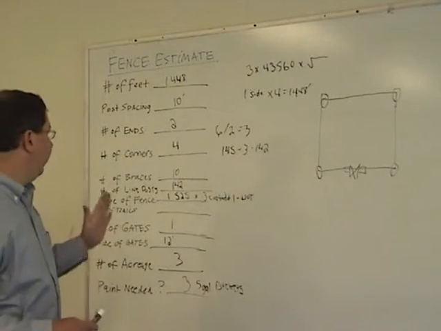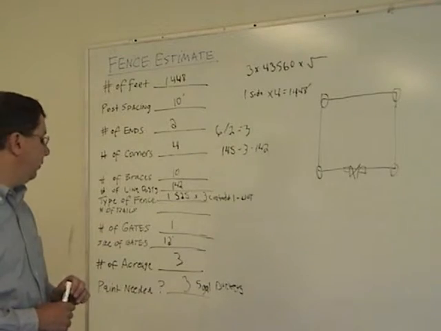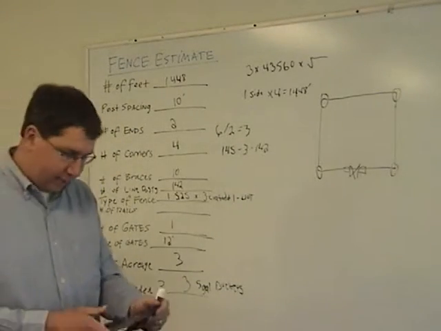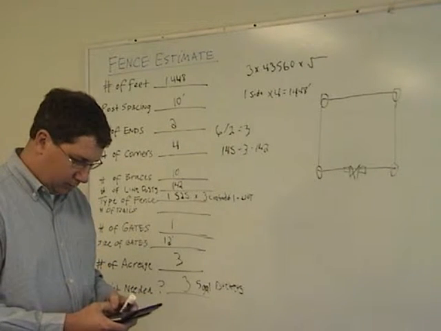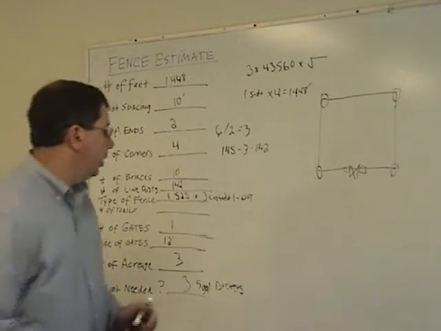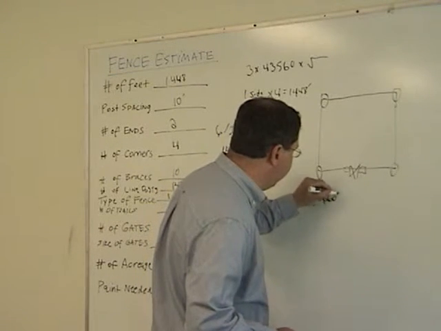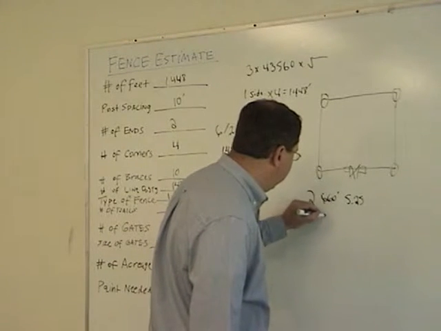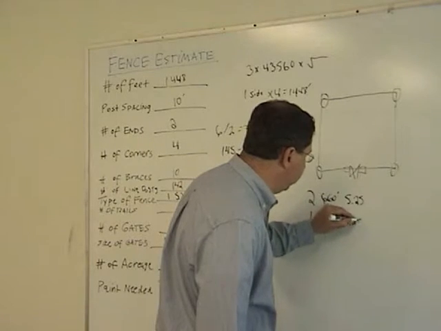Okay, so my 5 1/4 inch fence comes in 660 foot rolls and 330 foot rolls. So I take my total footage, 1,448 divided by 660, and that equals 2.19. So I know I'm going to need 2 660 foot rolls of 5.25 inch and 1 330 foot roll of 5.25 inch.